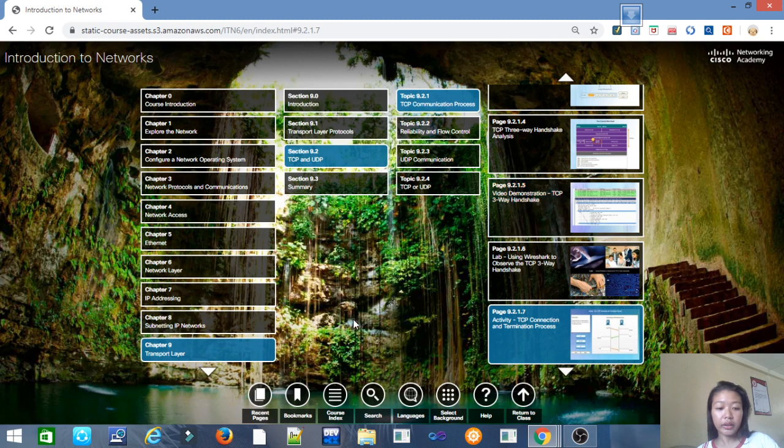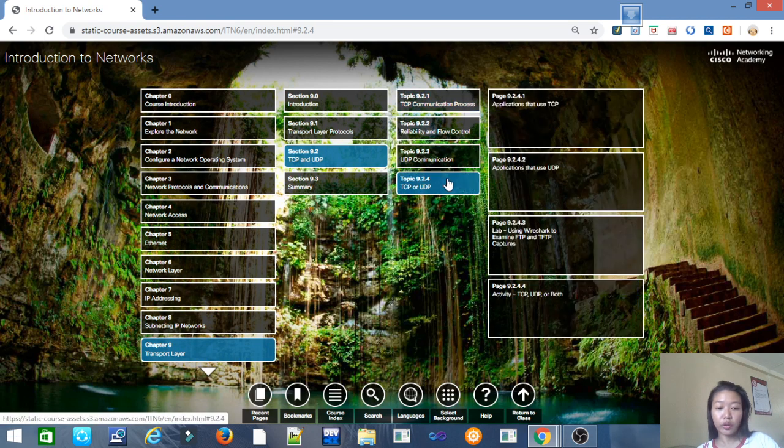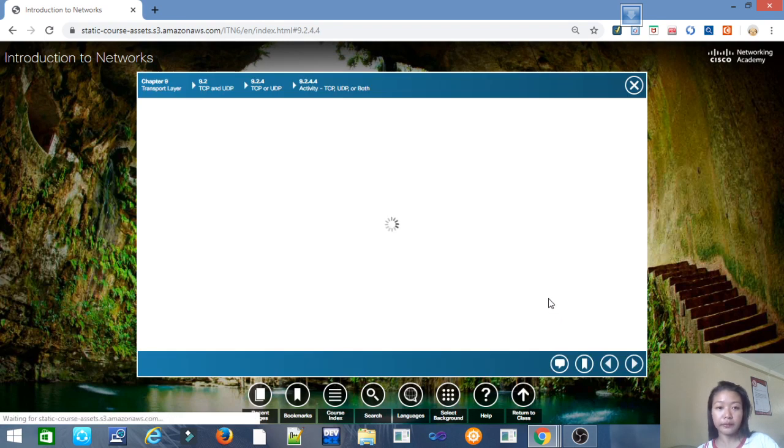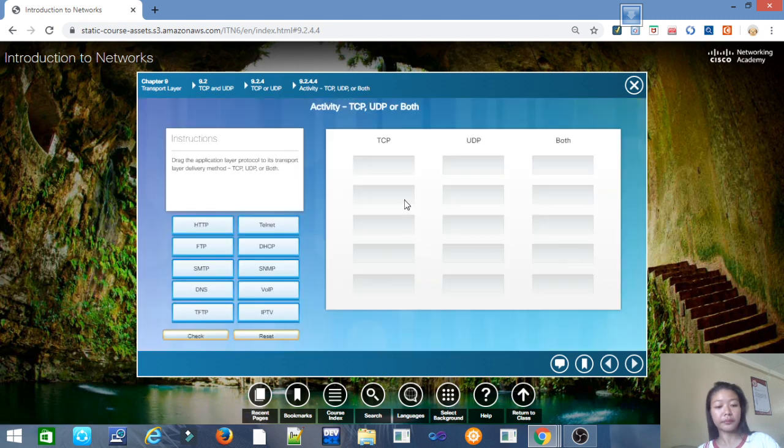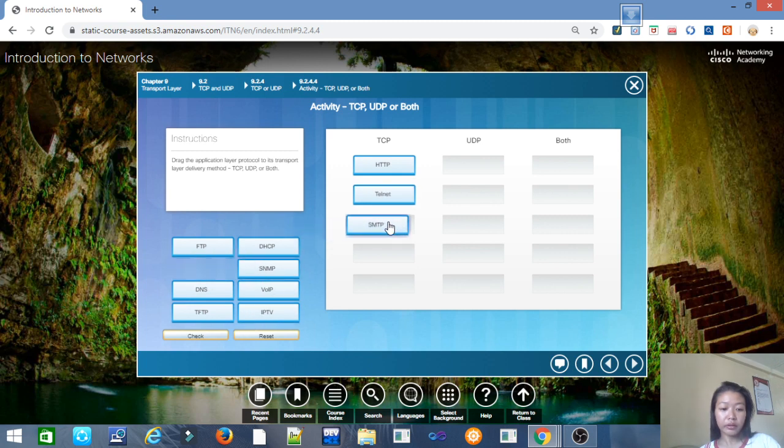Then the next activity, we will find it on 9.2.4.4. We have the TCP, UDP, and both. We must include the HTTP on the TCP as well as the Telnet, SMTP, and FTP.